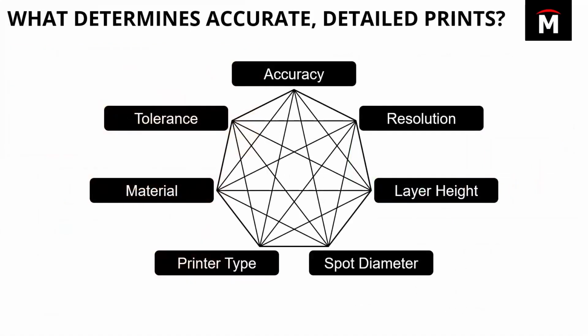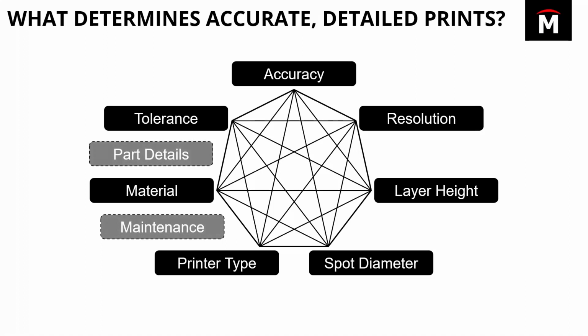So we've covered all 7 of these topics, but there are 2 other topics I wanted to talk about, but I saved them to the end because they're highly dependent. And that is the maintenance that's being done on the printer, the condition the printer is in, as well as the detailed aspects of your part, the geometry, and that sort of thing.